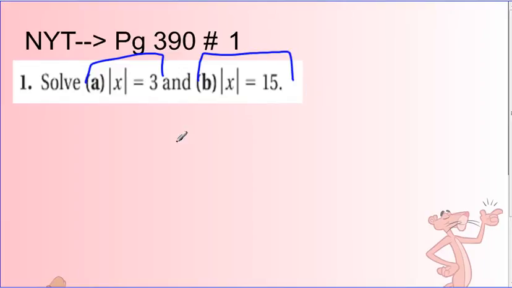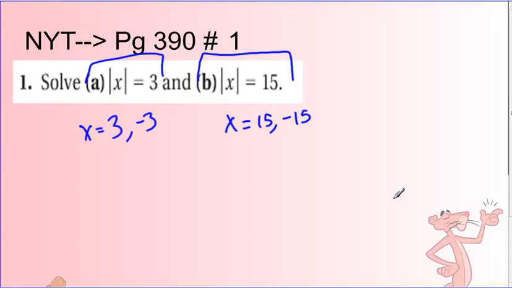All right, you should have found in this part A, x could equal a positive 3 and a negative 3. Both of those, if you take the absolute value, you get positive 3. For letter B here, x could equal a positive 15 and a negative 15. Hopefully you're seeing the pattern. Positive and negative, positive or negative. Both of them are possible answers that could work.